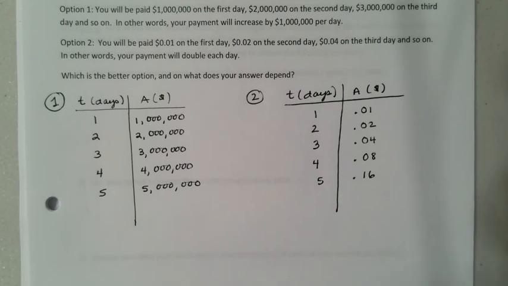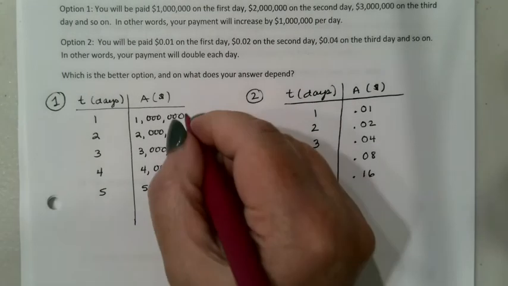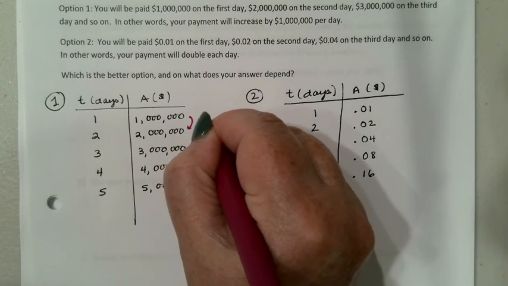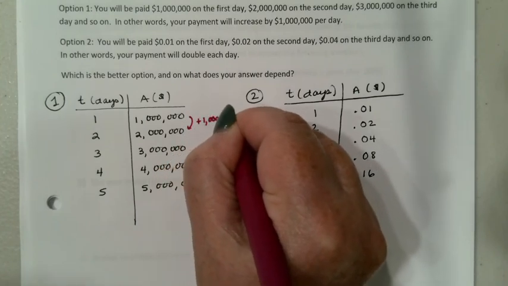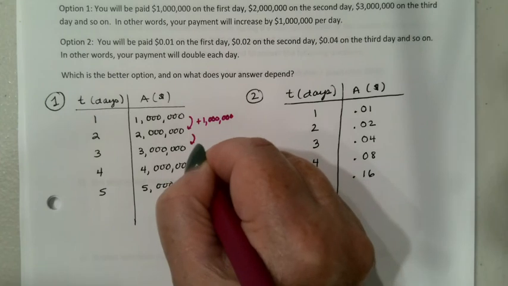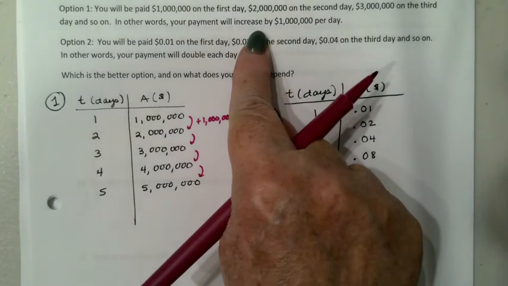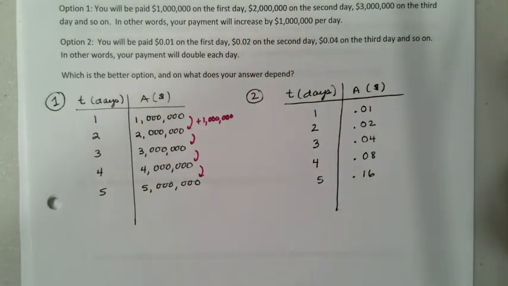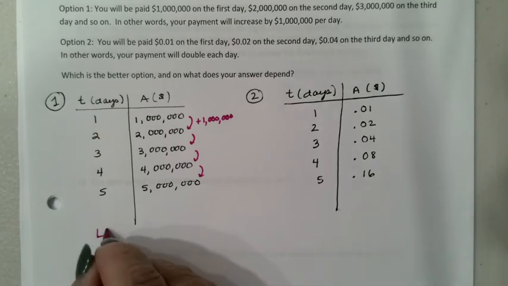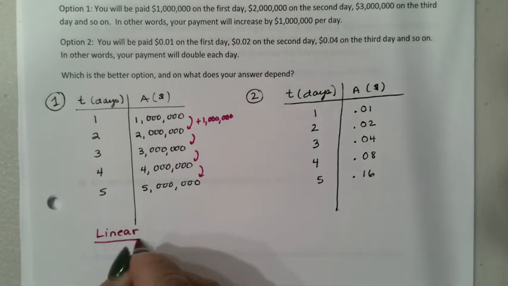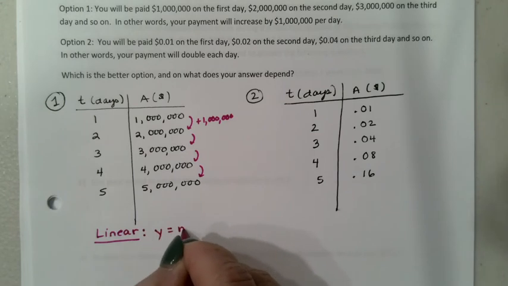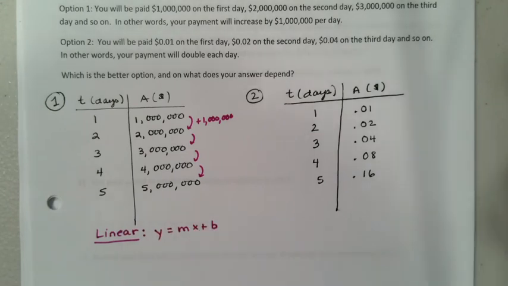Thinking through this very first chart, it looks like we are adding $1 million every time, right? And in fact, that's exactly what we're doing. We're increasing by $1 million each day. So adding the same thing each time means we're in a linear situation. Y equals mx plus b. In this case, we already know the slope. The rate of change is $1 million.